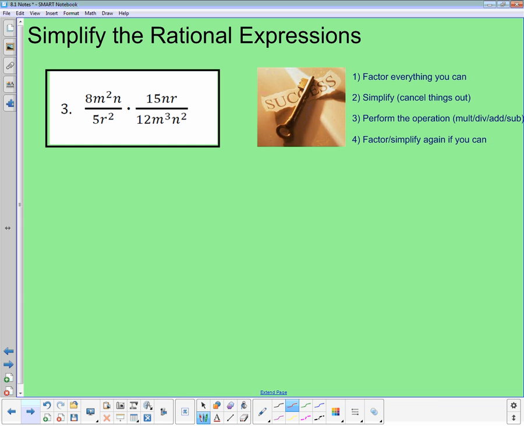Let's try a couple more. Number 3, I'm back to multiplying. I have 8m squared n over 5r squared times 15nr over 12m to the third n to the second.